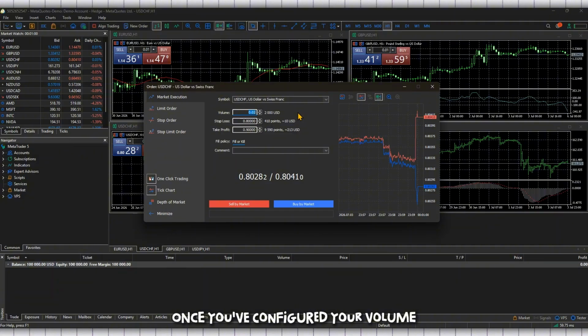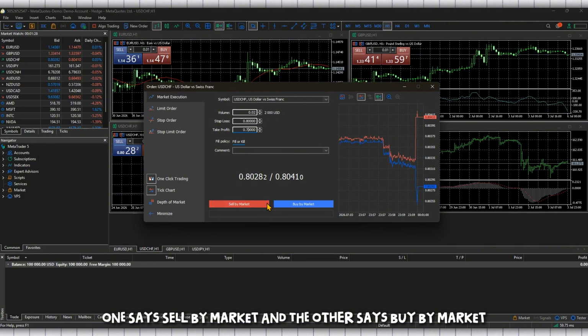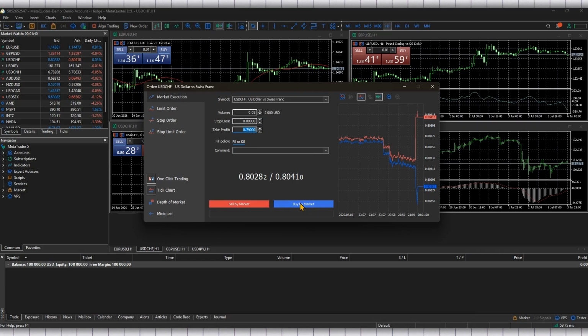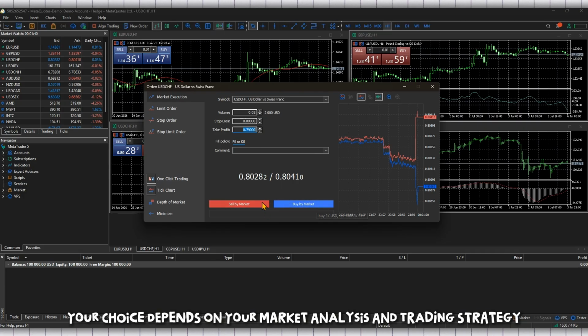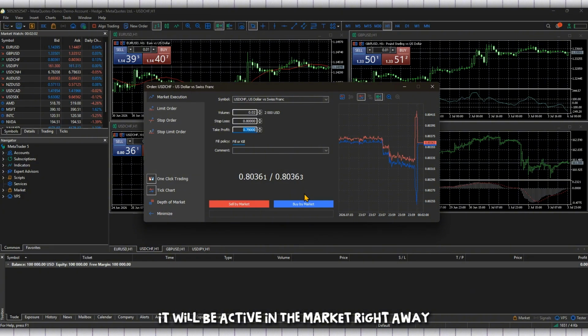Once you've configured your volume, stop loss, and take profit settings, you'll notice two buttons at the bottom of the order window. One says Sell by Market, and the other says Buy by Market. These buttons allow you to execute your trade immediately at the current market price. Click on Sell by Market if you believe the price will go down, or click Buy by Market if you think the price will rise. Your choice depends on your market analysis and trading strategy. Before you click either button, quickly review your lot size, stop loss, and take profit one more time, because once the trade is placed, it will be active in the market right away.